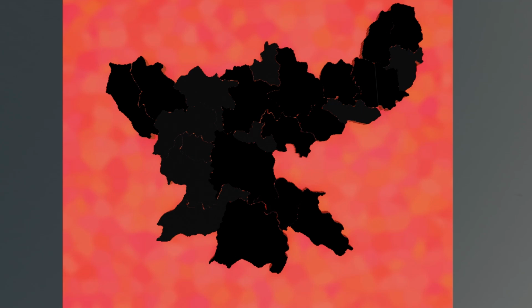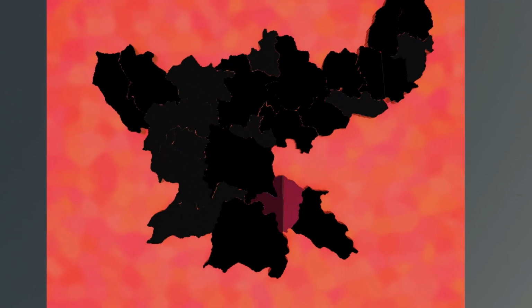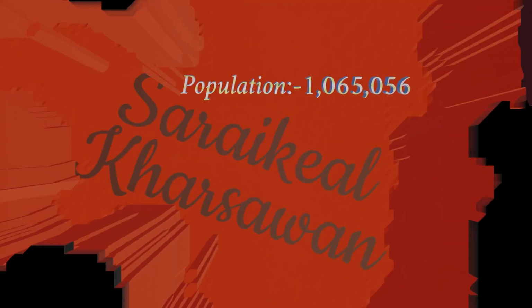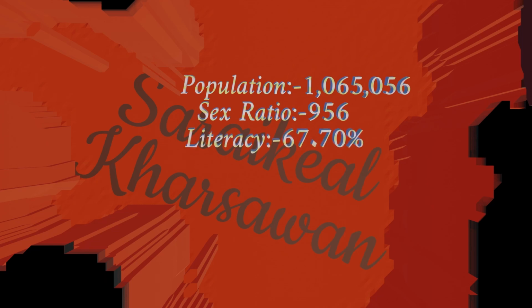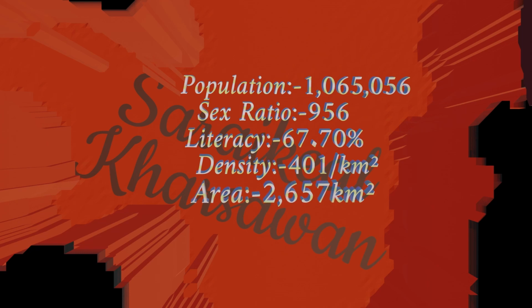Now let us move to Saraikela Kharsawa. Population of Saraikela Kharsawa is 1,065,056. Sex ratio is 956. Literacy rate is 67.7%. Density is 401 per kilometer square. Area is 2657 kilometer square. Constituencies are 3.